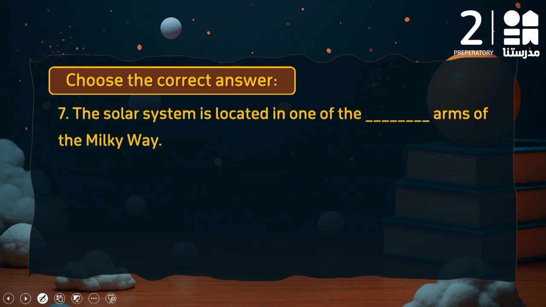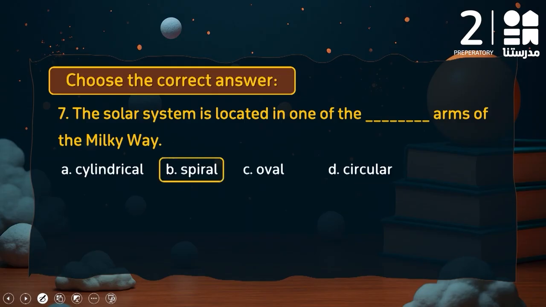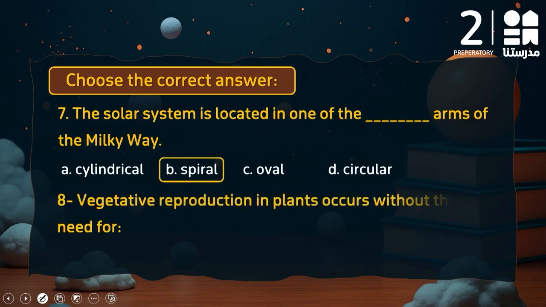The solar system is located in one of the arms of the Milky Way. The Milky Way galaxy has 4 spiral arms as it has a spiral shape.